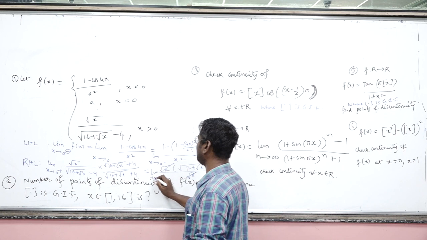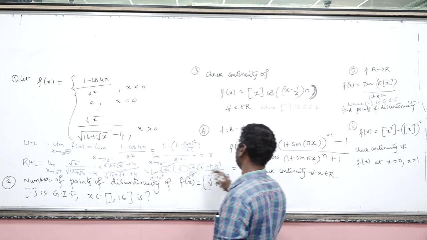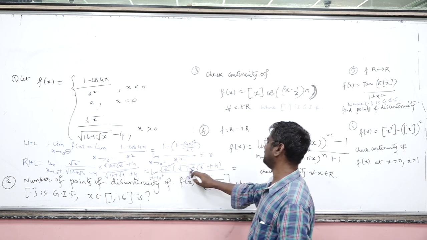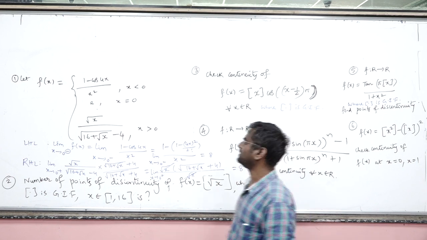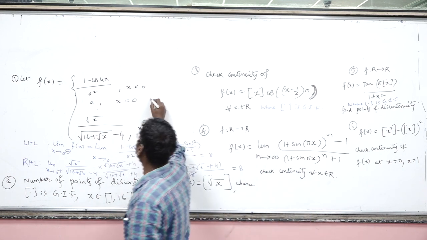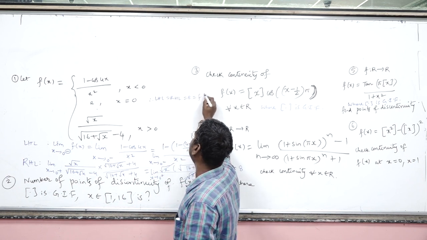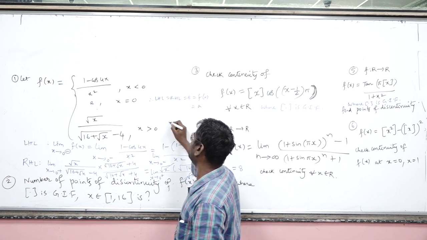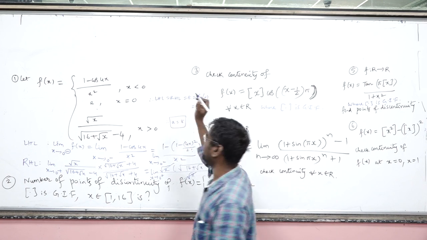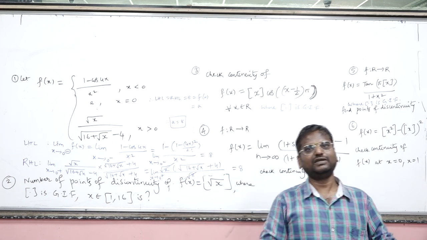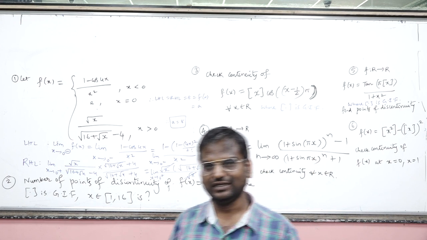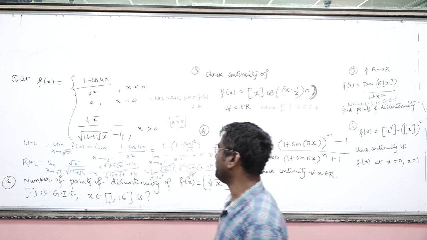Root x gone. So we have to evaluate this as x tends to 0 plus: this is 0, root 16 is 4, plus 4, that is 8. So f of 0 is given to be a, therefore LHL equal to RHL equal to 8, that should be equal to f of 0, which is a. Therefore a equal to 8. When a equal to 8, the function is said to be continuous at x equal to 0.